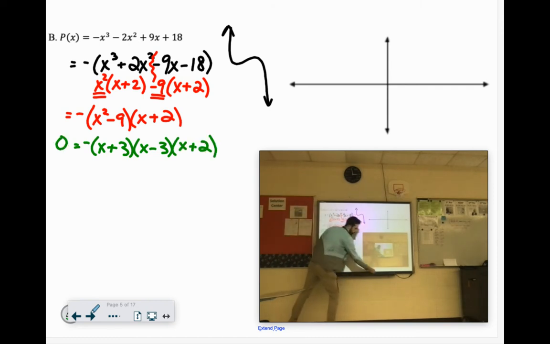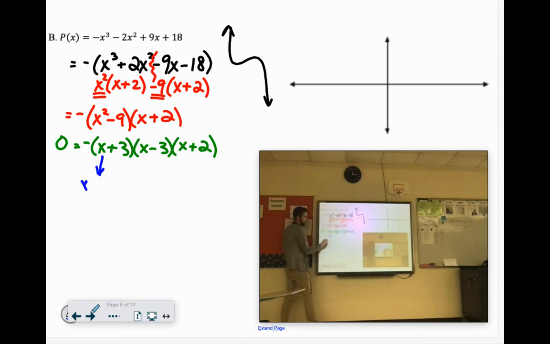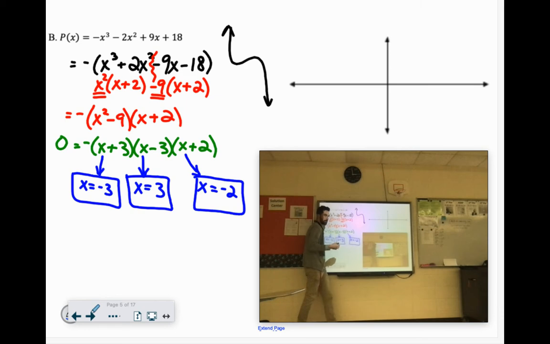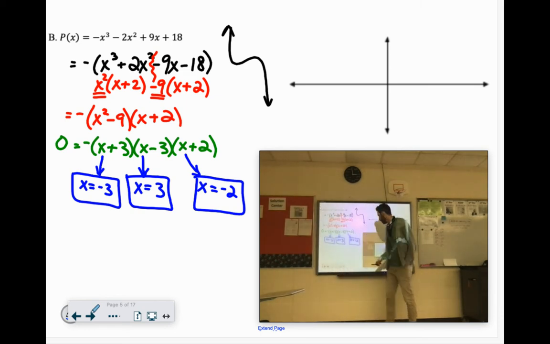So if we're finding the zeros, we set it equal to 0. So here, x equals negative 3, so that's one of our zeros. Here, x equals positive 3. And then here we have x equals negative 2. So these are going to be the intercepts of the graph.